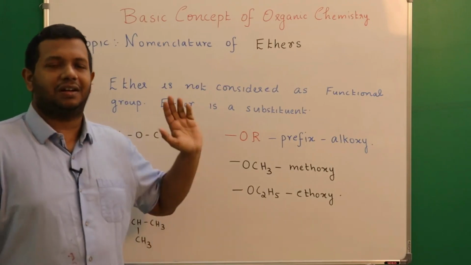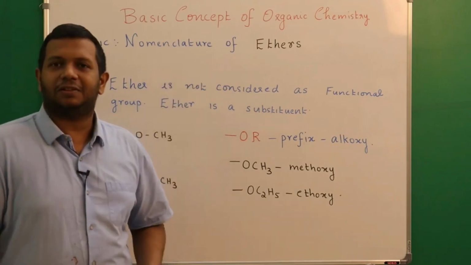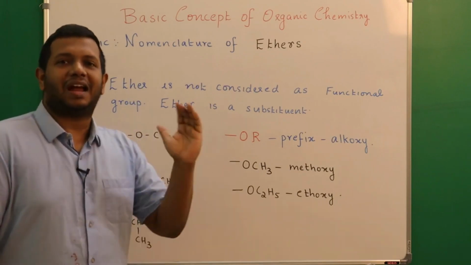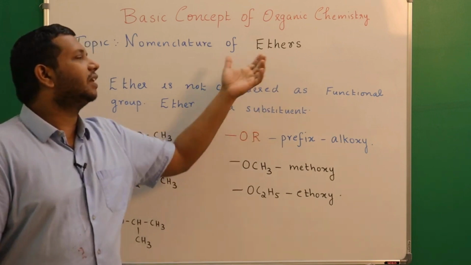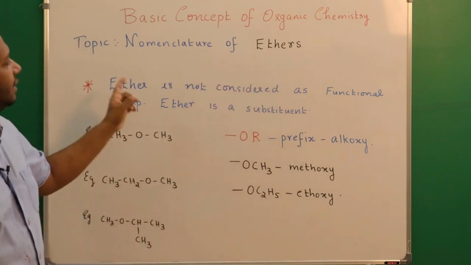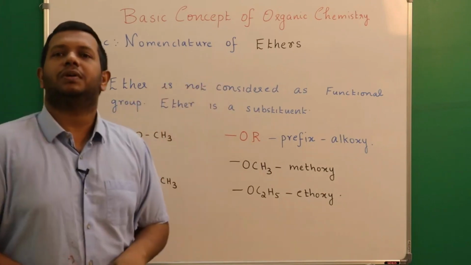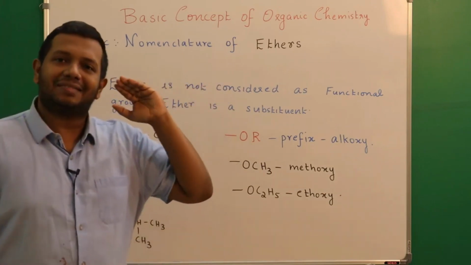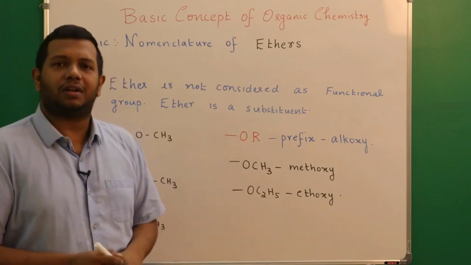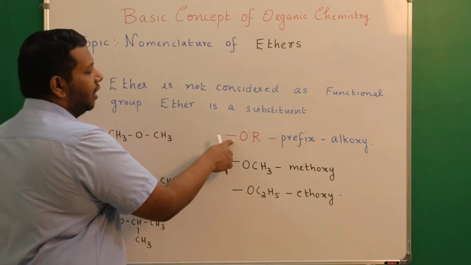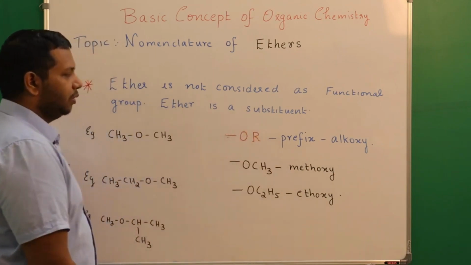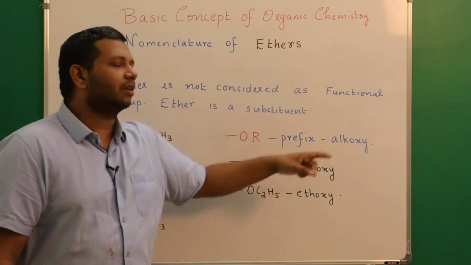Actually we should not learn the nomenclature of ethers separately, because ether is not a separate functional group. Since we have a chapter on alcohols and ethers, we are considering ethers as a separate topic. So the first point to remember here is ether is not considered as a functional group. Ether is basically a substituent, very important. So if ethers are substituents, how are they represented? The common representation is hyphen OR, where R is an alkyl group. So we use the prefix alkoxy.